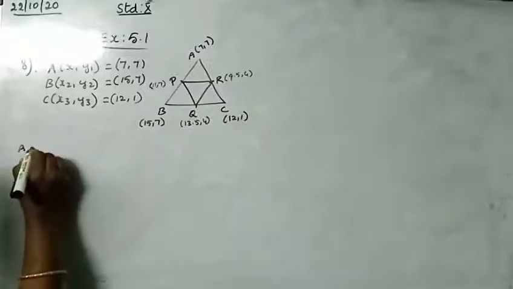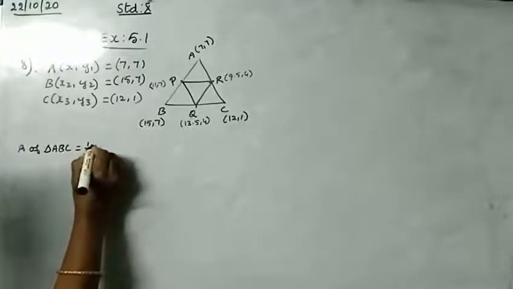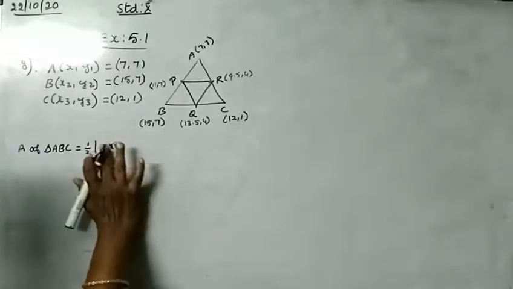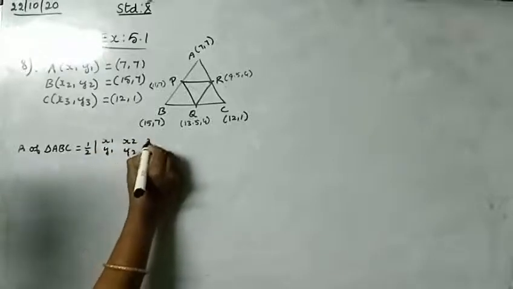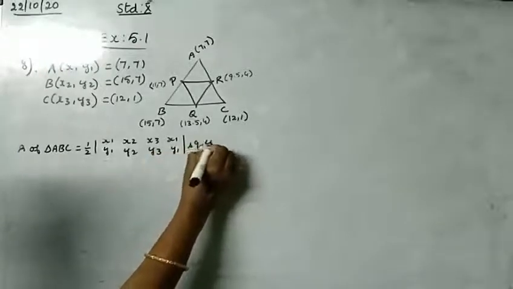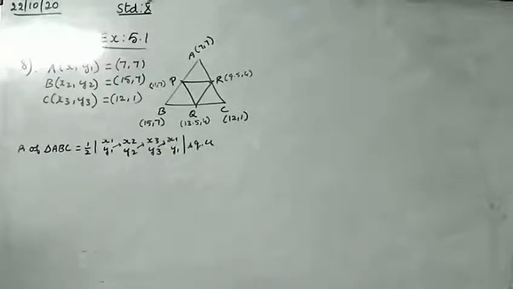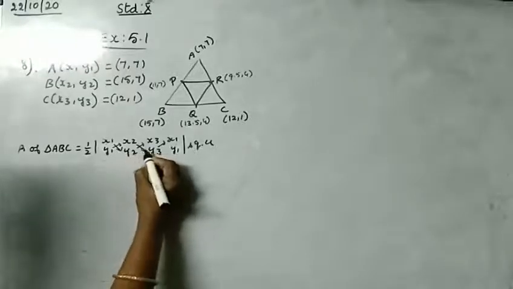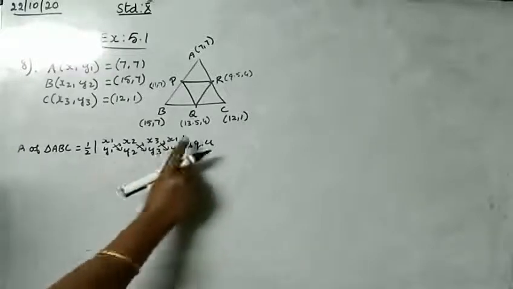So area of triangle ABC is equal to 1 by 2 modulus of x1 y1, x2 y2, x3 y3, x1 y1 square units. Take a cross multiply. To remember this, we can have a funny idea. First it is raining, first x1 y2, raining, arrow down. Then taking umbrella, arrow up.